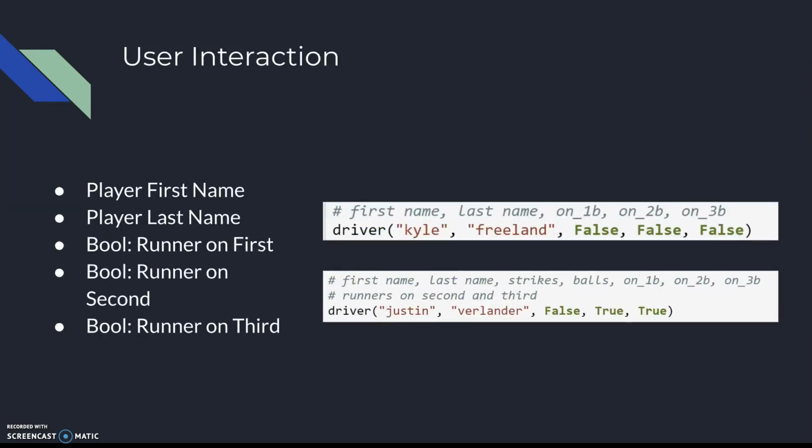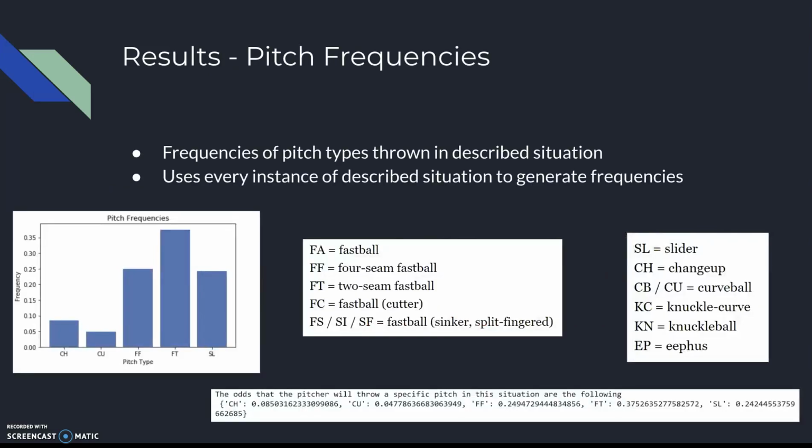Using the situational pitching tool is very easy. All a user has to do is call the driver function with the pitcher's first and last name, as well as the status of the runners on first, second, and third, which is indicated by a Boolean. When the data is displayed, it will give information about 3 different areas of pitching.